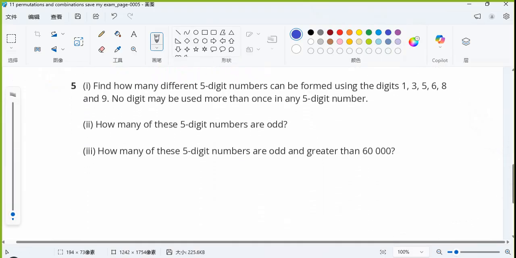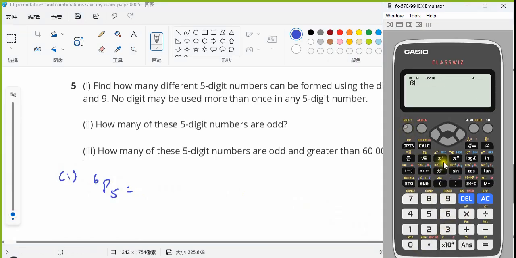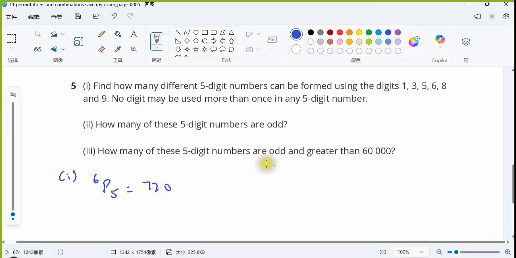And then question number 5. Find how many different 5-digit codes can be formed using 1, 3, 5, 6, 8, 9. So we have 6P5, then it's 720.